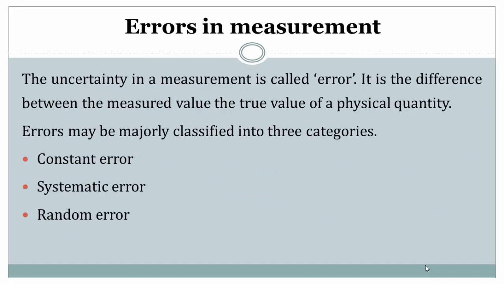Errors in the measurements. While measuring any physical quantity, there are uncertainties. So these uncertainties are defined as the error. It is nothing but the difference between measured value and true value of a physical quantity. The errors are classified into three categories. Those are constant error, systematic error and random error.